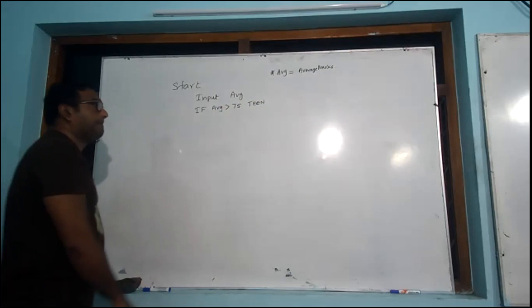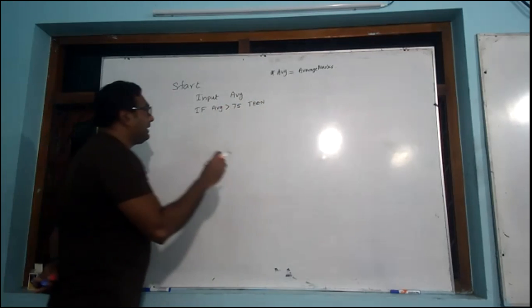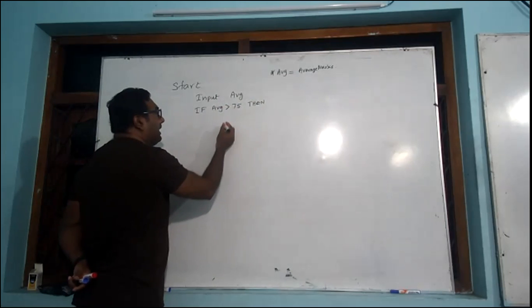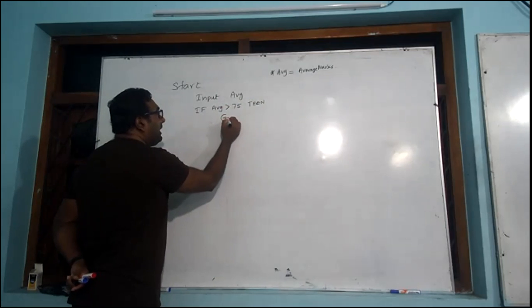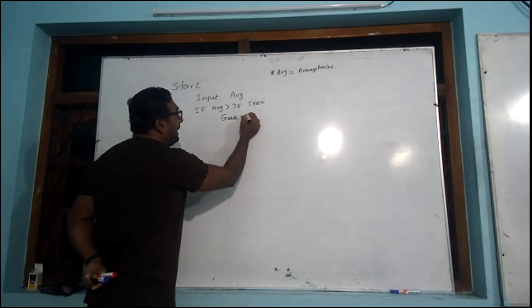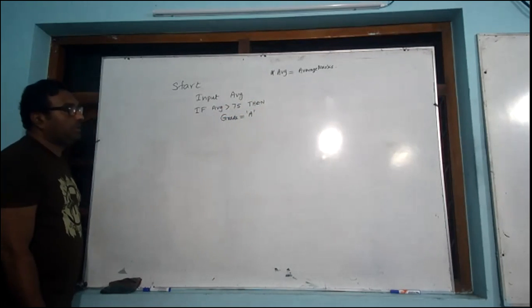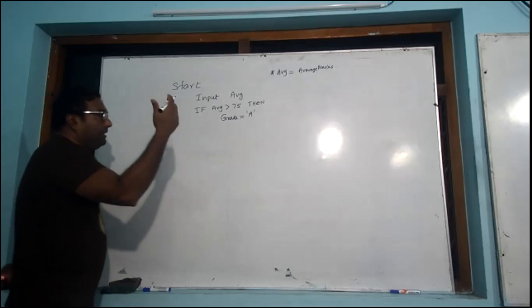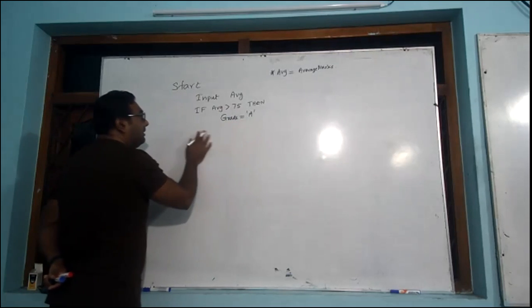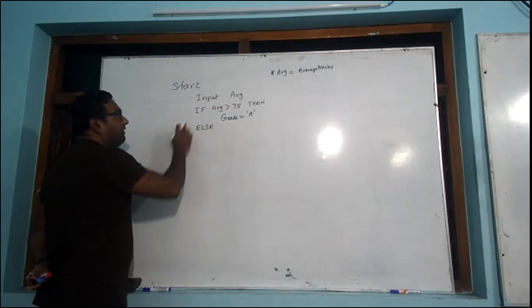Right? You are inputting the average. After inputting the average, you are checking whether the average is greater than 75. If the average is greater than 75, I'm taking a variable called grade, and grade is within single quotation. I'm giving A. I want to display a text, this is grade A. So grade is equal to A. Then else. If condition, then else.